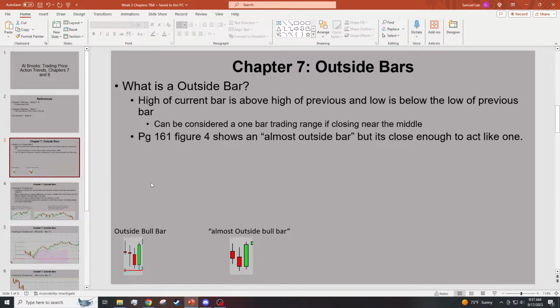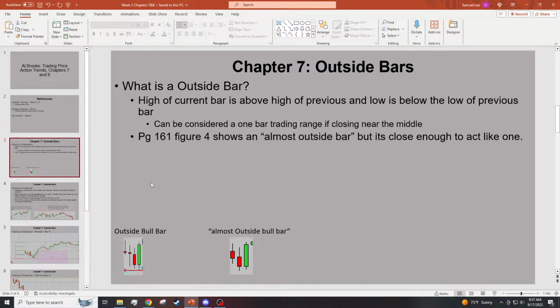But the outside bar itself also can be considered a one bar trading range, especially if it closes in the middle or maybe it closes as a doji. Definitely you have to think buyers below, sellers above when that happens. And then I also included the almost outside bar because this happens a lot. And I love this saying from Al. It's on page 161.